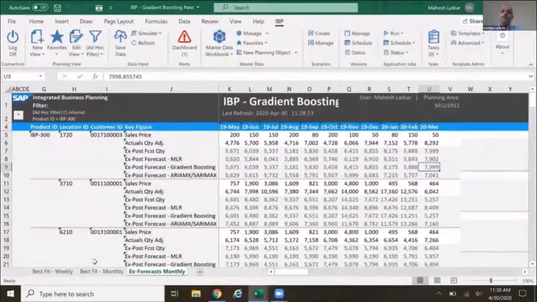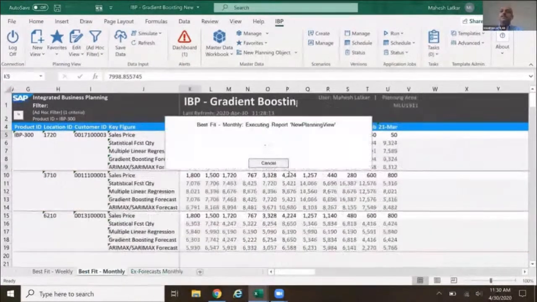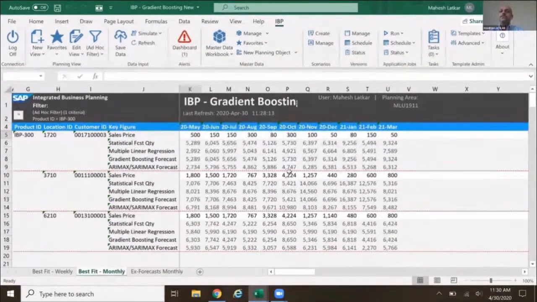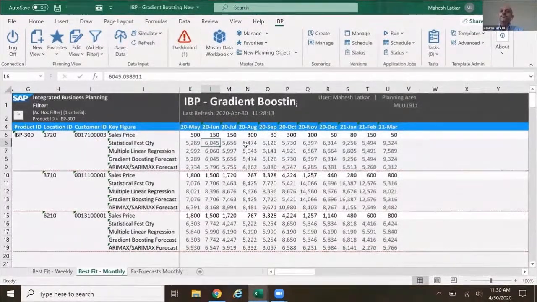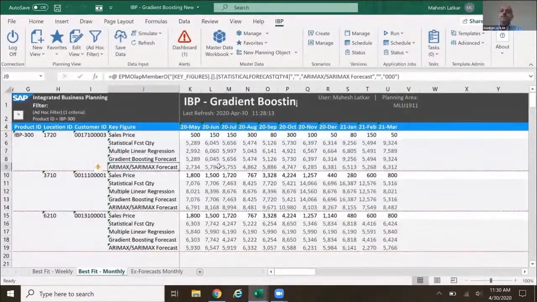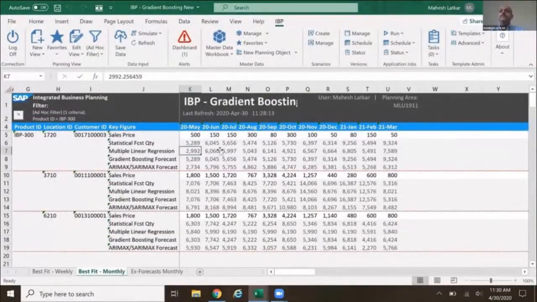And next we'll talk about the forecast. This is for the future horizon, maybe the next 1 year. And here we also maintain sales price for the future horizon. The statistical forecast quantity is your final output, and these are the forecast quantities. We also had these three forecast models, and you can look at the results for the forecast quantities. Here also it has chosen gradient boosting forecast as the best fit.